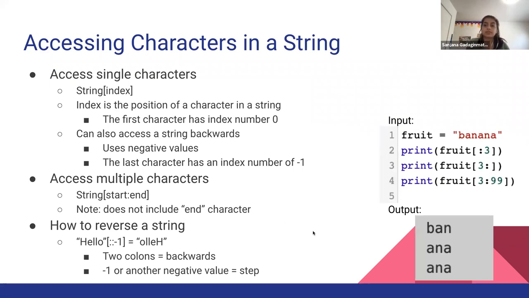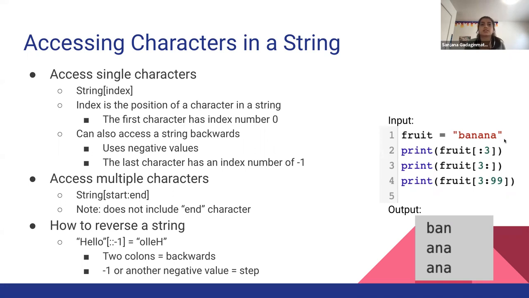So when you have a string and you want to access a specific character in that string, you would have to do this, which is basically the string, and then in brackets, the index of that character. And so index is the position of the character in a string. So when you have a string, for example, banana, the first character B would have an index number of 0, and it would increase from then on. So B would be index 0, A would be index 1, N would be index 2, and so forth.